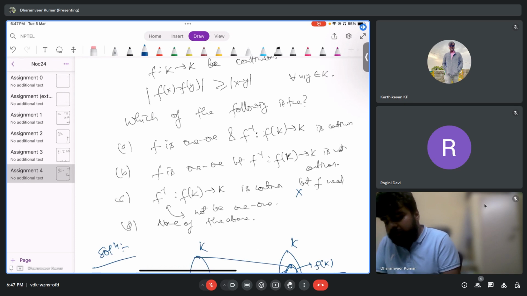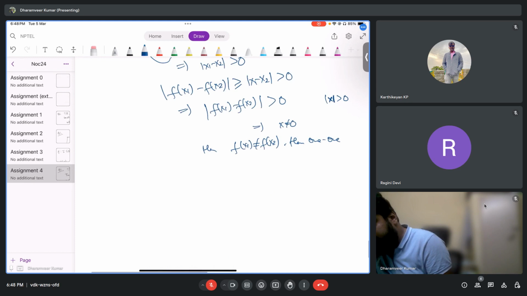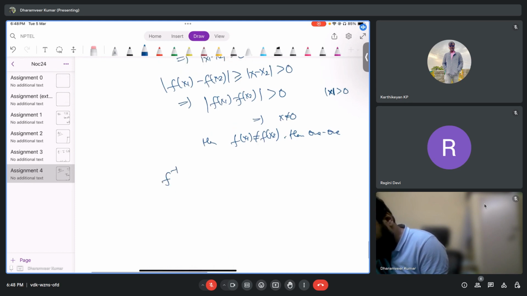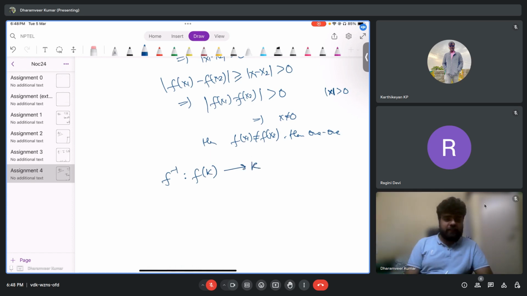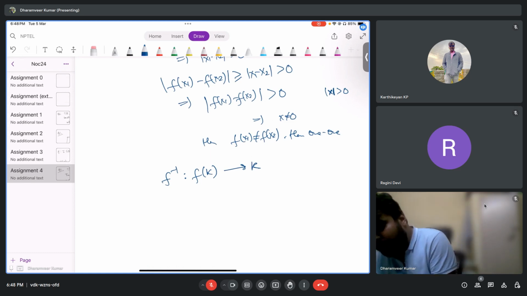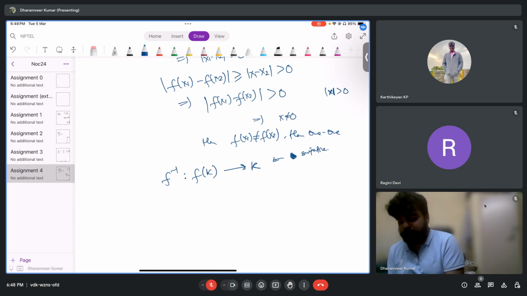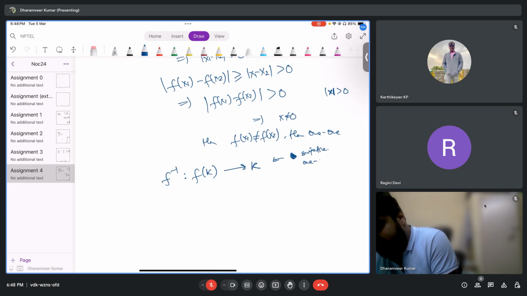Now we have to show that f inverse is continuous. So now we can define f inverse very nicely. f inverse will be from f(K) to K. And since from one side it is 1-1, from the other side it is also 1-1. This is a good function. This is also surjective. It's touching all the values. It's also 1-1. Basically, this is a whole bijection.